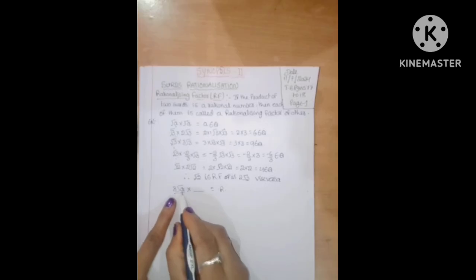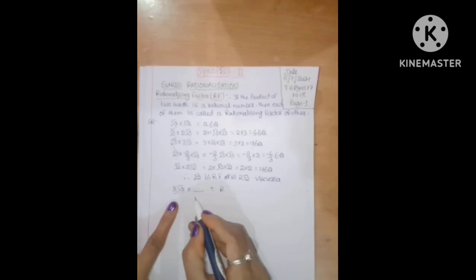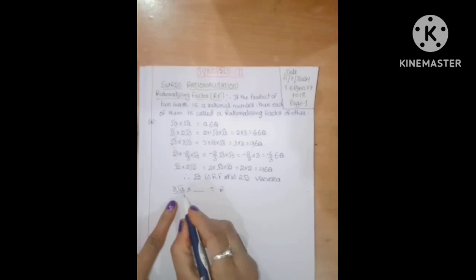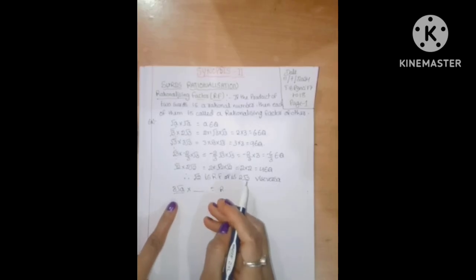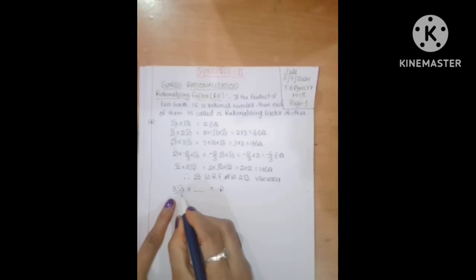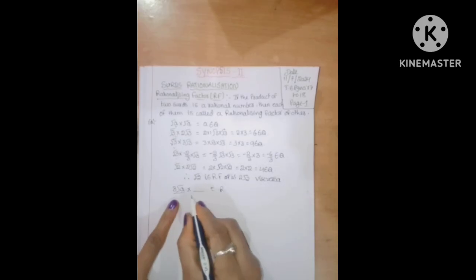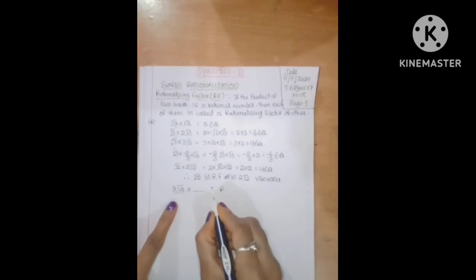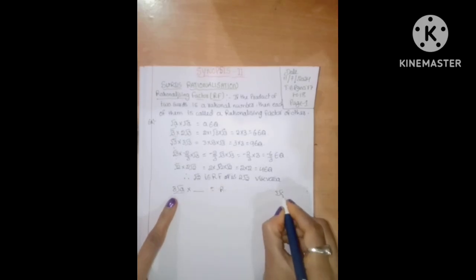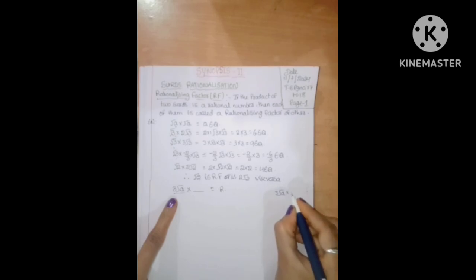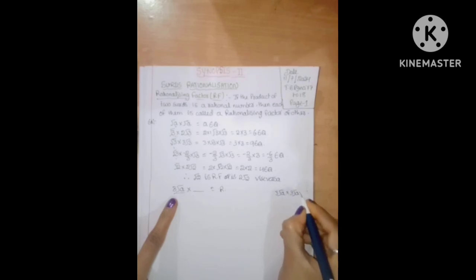Do you know this one? Cube root of a is multiplied 3 times by itself, the same number multiplied 3 times: cube root a into cube root a into cube root a. Suppose the cube root of a is multiplied 3 times.